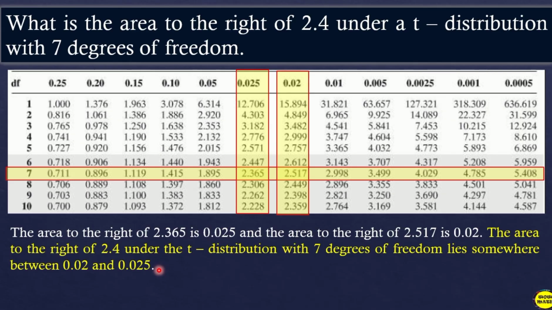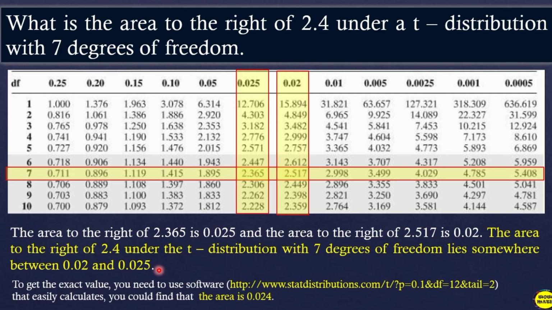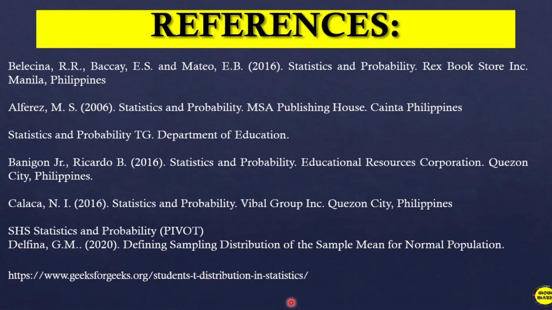Pero class, kapag gagamit tayo ng any application or software, makukuha natin yung eksaktong value niyan. So, meron akong nakita sa internet na pwede nyong gamitin para ma-check nyo rin yung sagot nyo. Itong website na to, www.statdistribution.com. Gamit yon, makukuha natin yung eksaktong area to the right of 2.4. And that is 0.024 also. Okay, so yun din yung area.